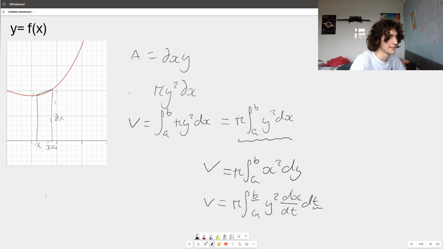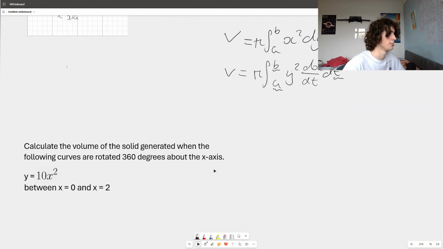So the t needs to change these b and a limits so that they are in terms of t and not in terms of x. But this will still work with parametric integration, and you will have to do that in year 13. Okay, so let's move on and look at some examples.